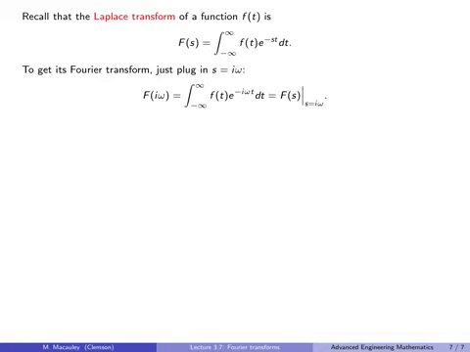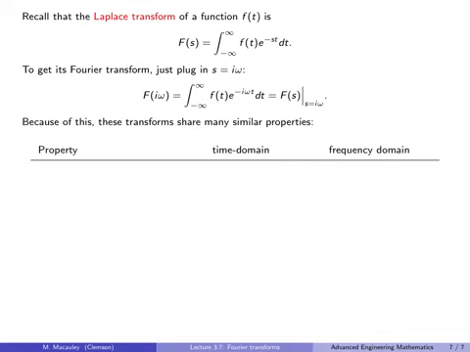So we just get f of x and evaluate it at i omega. Because of this, these two transforms share many similar properties. Most of you learned about the Laplace transform first, so I'm just going to review these properties. The first of these is linearity. This should be very familiar to you. Both of these transforms are linear operators between vector spaces.